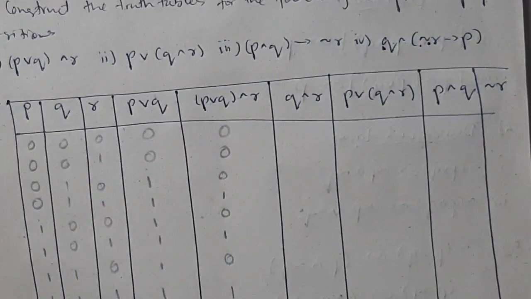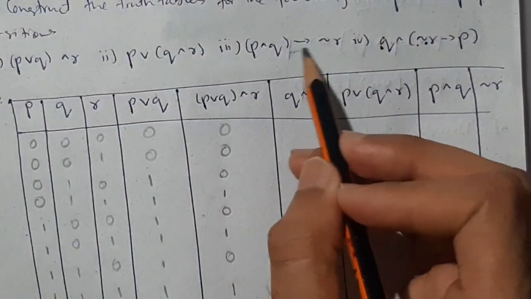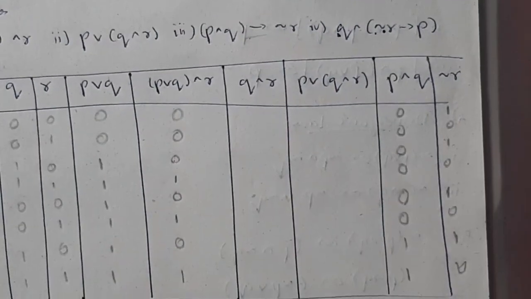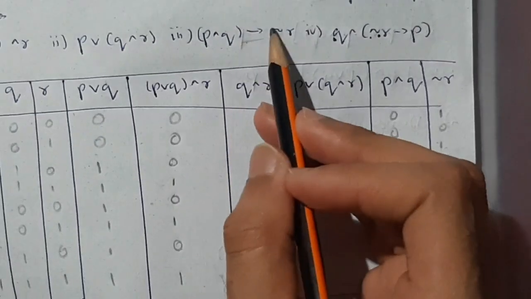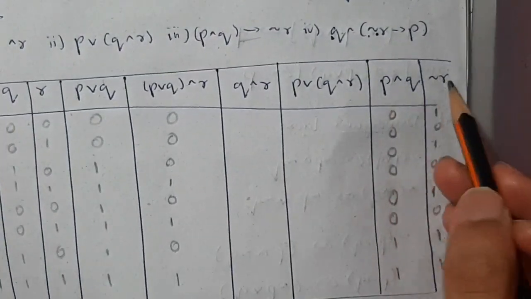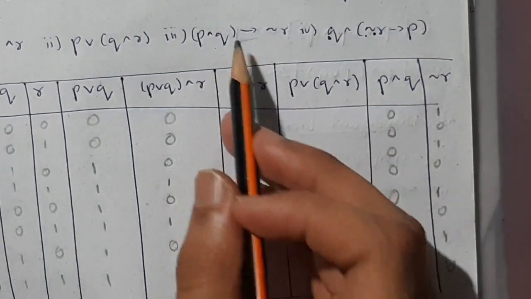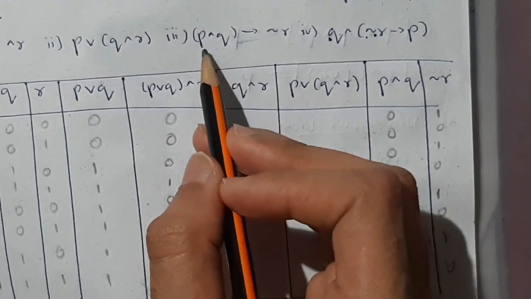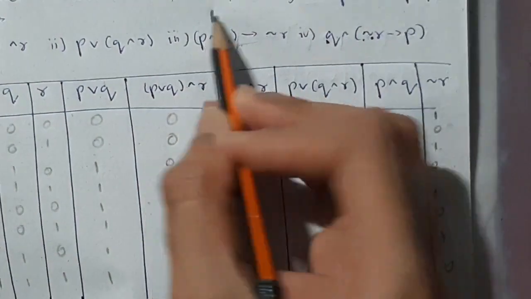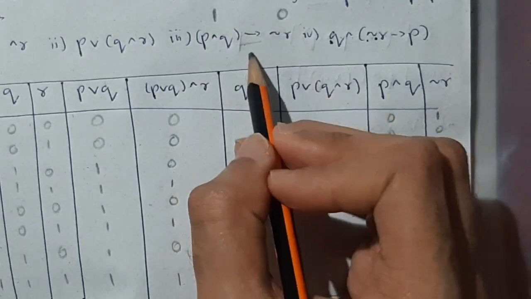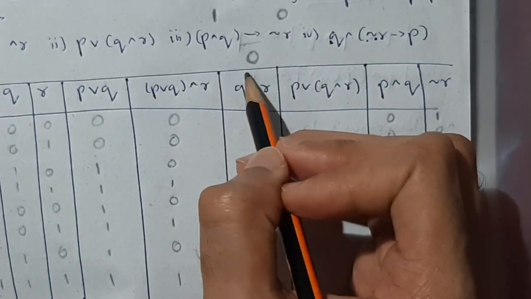Okay, now let's see for this conditional how to do this. So this is the question, P and Q conditional not R. Now see, P and Q is here and not R is here. How will you find the conditional? Remember, for conditional the final value will be false only when this is true and this is false. Only in that case the final value will be false. Okay, rest all cases it will be true.